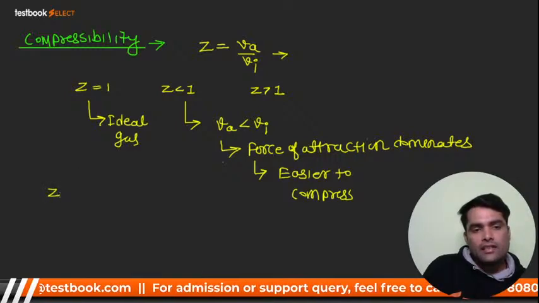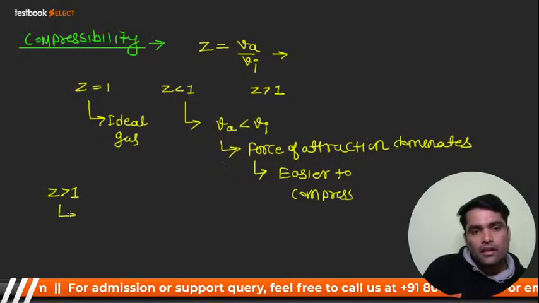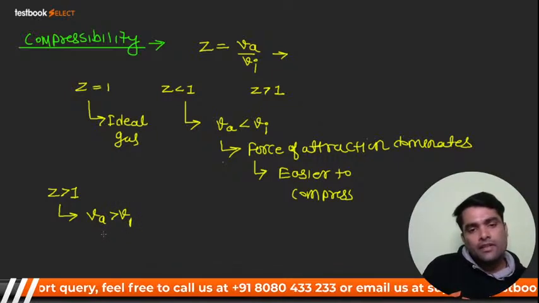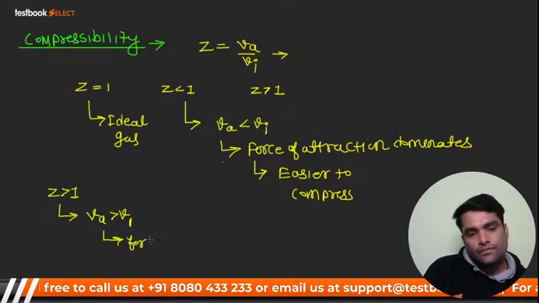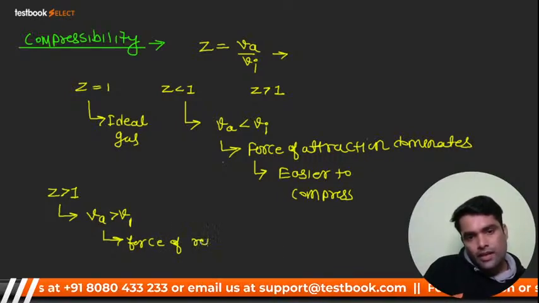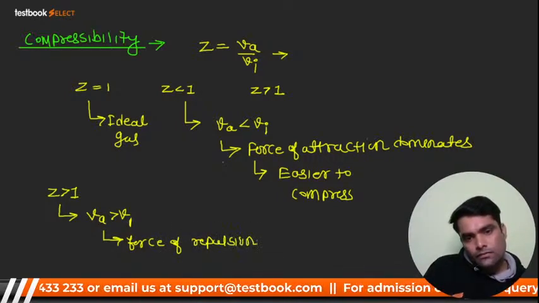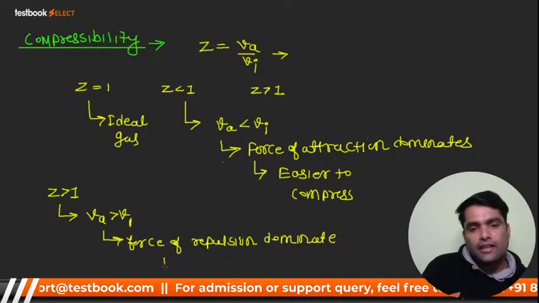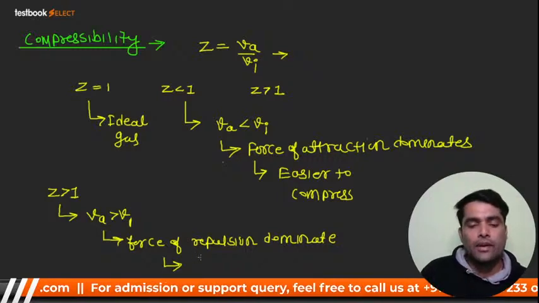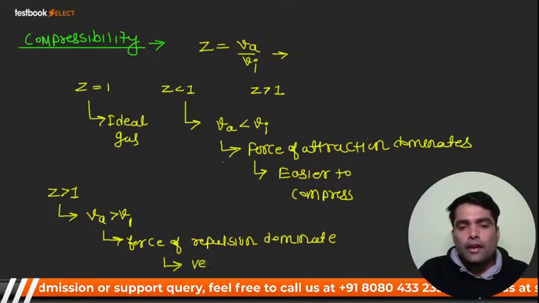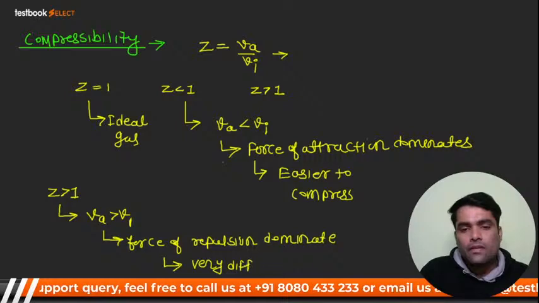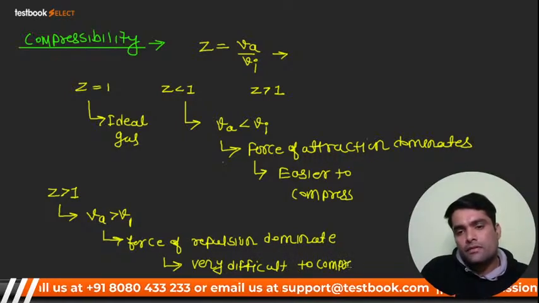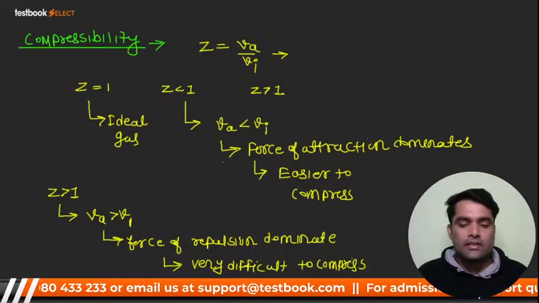And my dear, when Z is greater than 1, it means VA is greater than VI. And if it is so, it means the force of repulsion is quite high. Force of repulsion dominates, right? And if repulsion is high, then it is very difficult to compress. I hope you got it, bacha party, this thing, right?